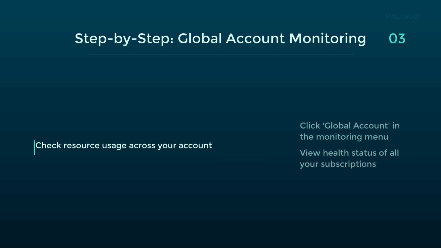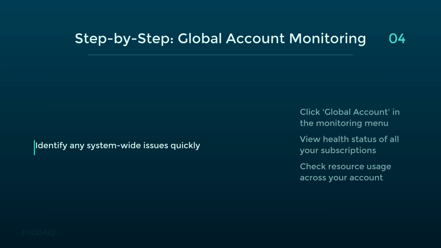Check resource usage across your account. This means viewing the consumption of services, applications, and data storage in your global account to ensure you are within your purchased entitlements. For example, you might check your HANA database memory consumption to avoid unexpected costs. Regularly monitoring this helps you manage your budget and performance effectively.